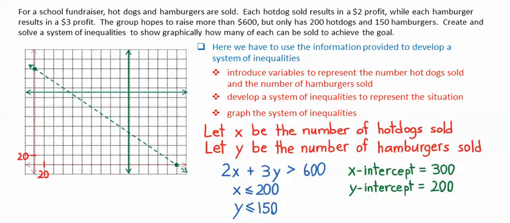We then have to shade in the corresponding region. In this case, this will be the triangular region in between the three boundary lines.